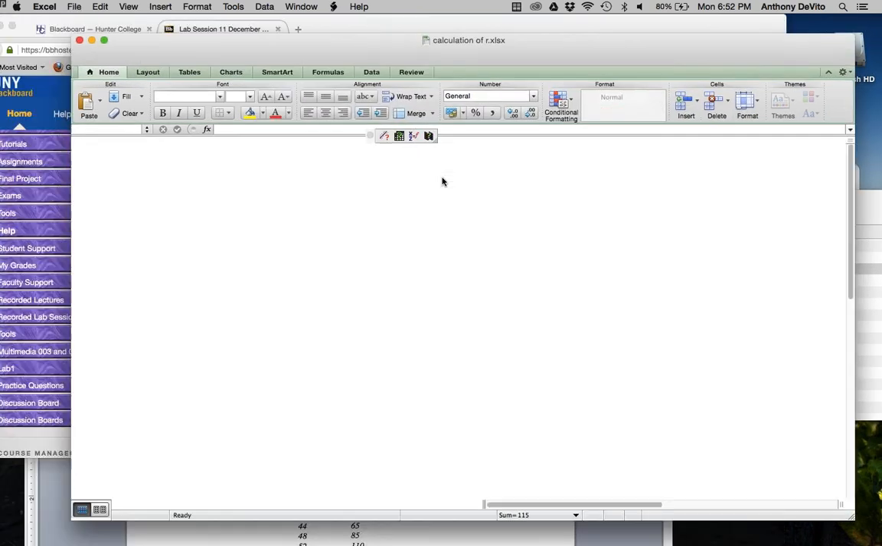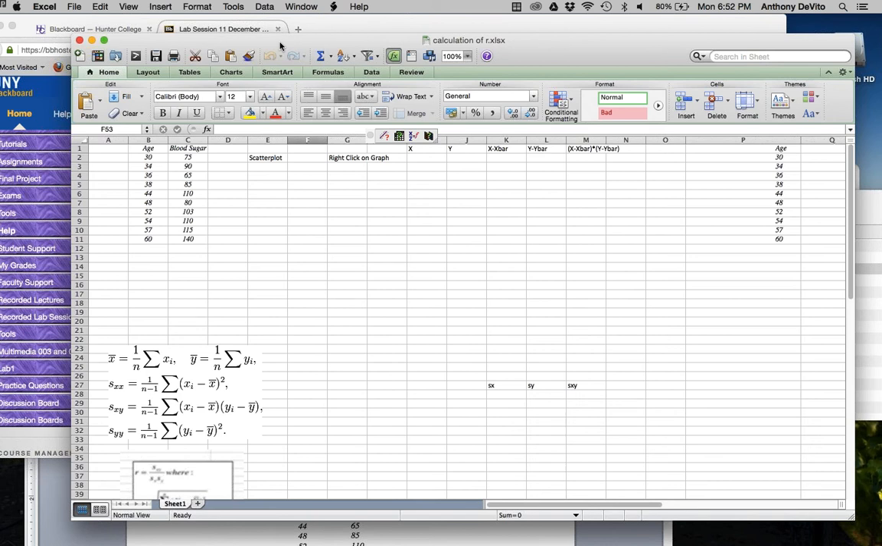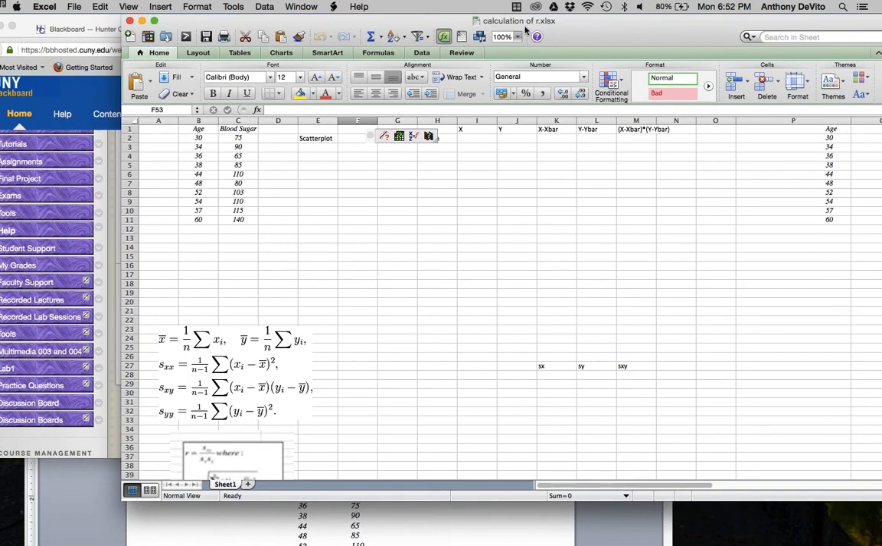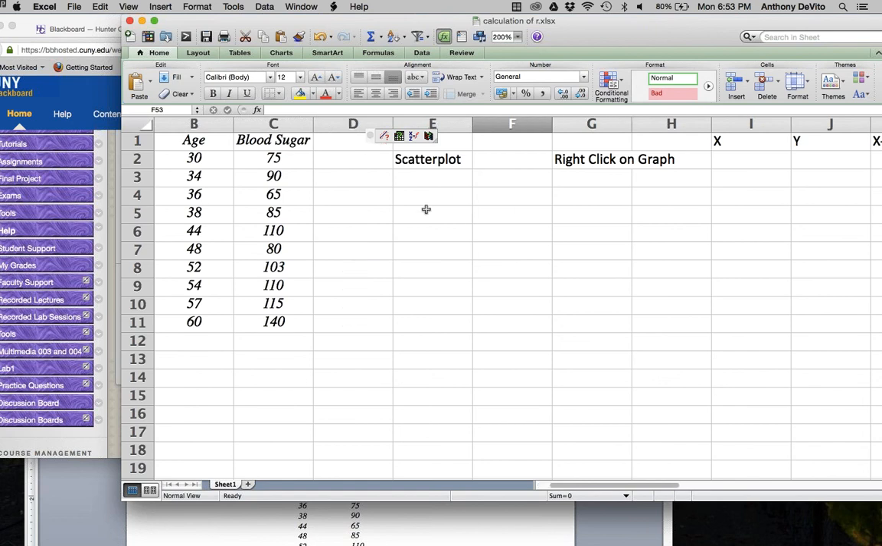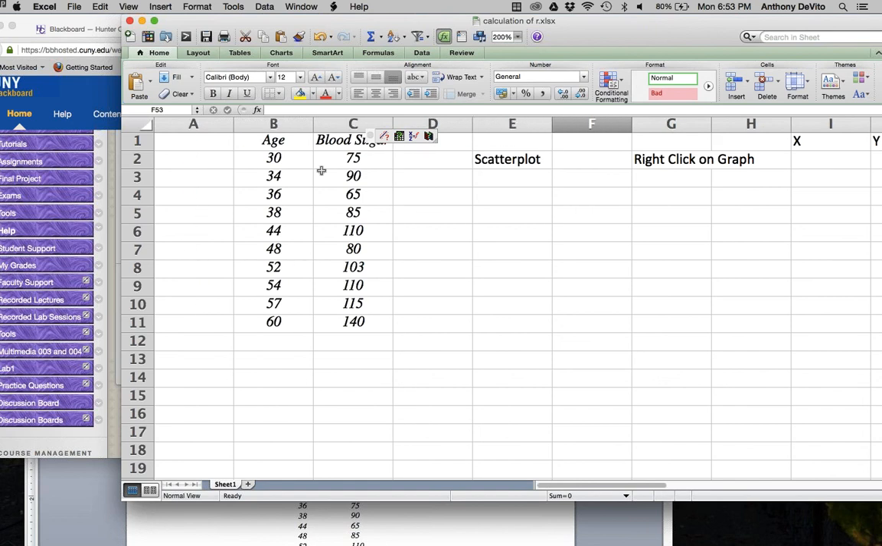Okay, here we go. Here's the data that we just looked at. I'm going to blow it up so we can actually see it. Age and blood sugar. This is patient number 1, patient number 2, and so on: 3, 4, 5, 6, 7, 8, 9, 10.